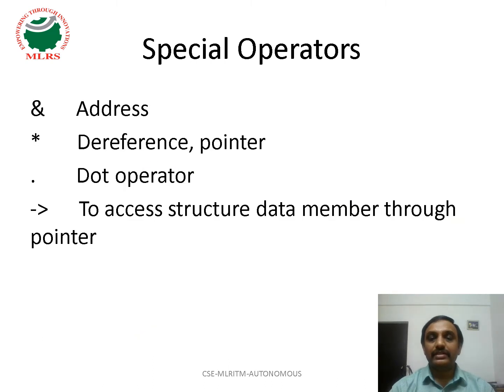Now, these are some of the special operators. First one is the address operator, and next one is the dereference operator or pointer operator, then the dot operator, and this is the arrow operator. The first two you will come across in the pointers topic. The remaining two you will come across in the structures topic.